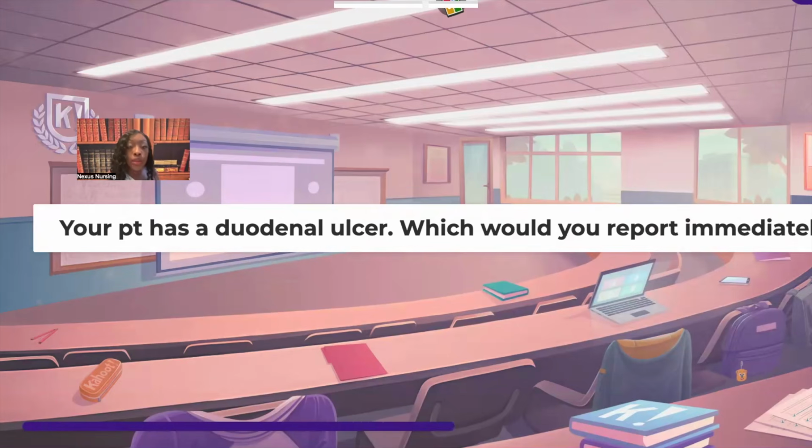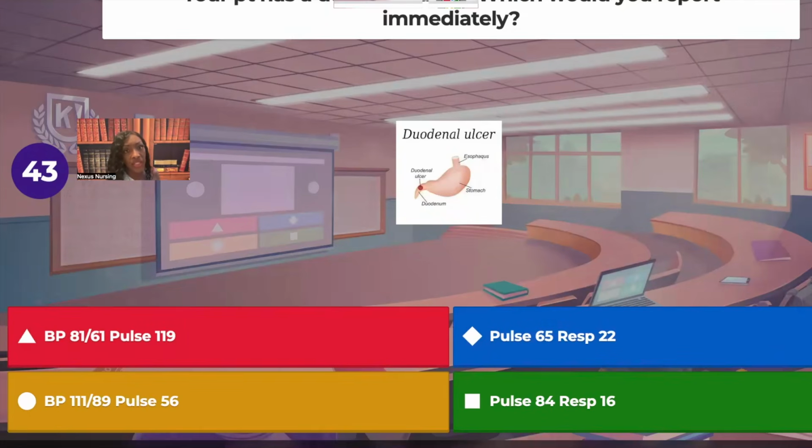Okay, your patient has a duodenal ulcer. Which would you report immediately to the healthcare provider? Is it a blood pressure of 81 over 61 with a pulse of 119? Is it a pulse of 65 with respirations of 22? Is it a blood pressure of 111 over 89 with a pulse of 56? Or is it a pulse of 84 and respirations of 16? Again, your patient has a duodenal ulcer. What are you going to report immediately?